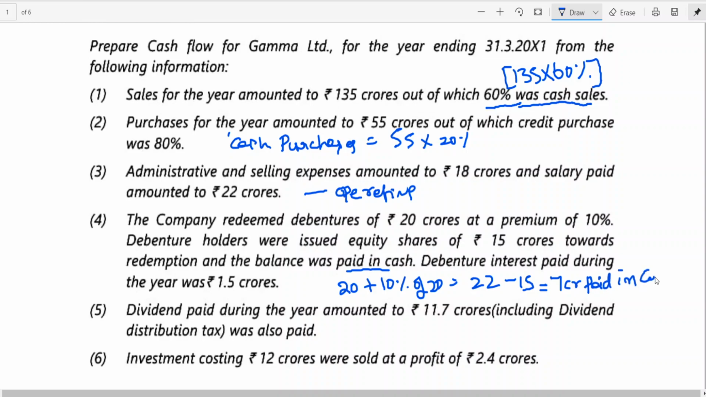And along with this, they have also paid 1.5 crores towards debenture interest. I think this fourth point will come under which activity? Financing activity. Is this clear? Financing activity outflow. And dividend paid during the year amounted to 11.7 crores, including dividend distribution tax, also comes under financing activity.